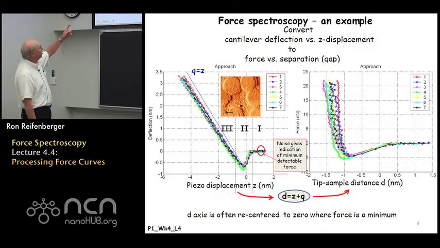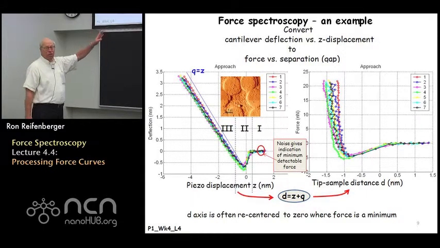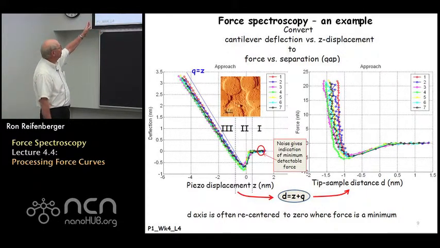Here I just show how one of the students here at Purdue has converted cantilever deflection versus Z-displacement, shown on the left region of the curve, into a force versus separation or force versus gap plot, which is more interesting and more meaningful. You can see there's a lot of noise in going from the curve on the left to the curve on the right. The noise comes about because you're doing this conversion between Z and D, which means you basically have to add Q to Z.